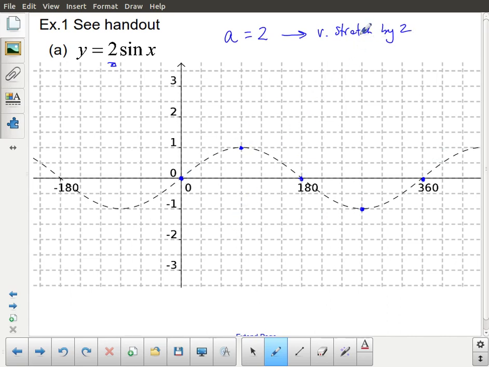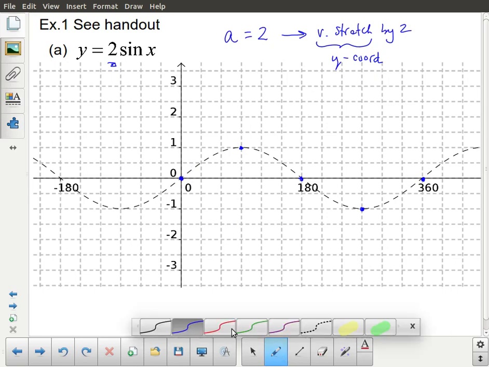So don't forget, a vertical stretch by 2 means it's going to be the y coordinates that are going to change. I've got too much graphics on this page for my poor little CPU in this tablet computer. So what happens when I multiply the y coordinates by 2? Well, here I have a y coordinate of 0. And so I end up with exactly the same thing.